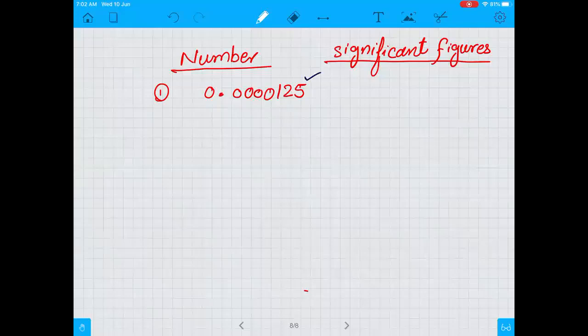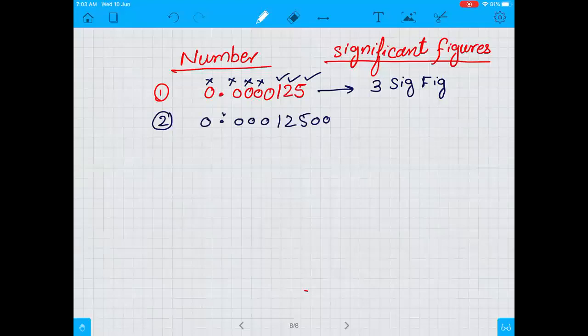Non-zero digits, they are always significant, and zeros on the left side of a number, they are insignificant. So here you have 3 significant figures. The zeros are not significant. Number 2, you have a number 0.000125 and then 2 zeros.